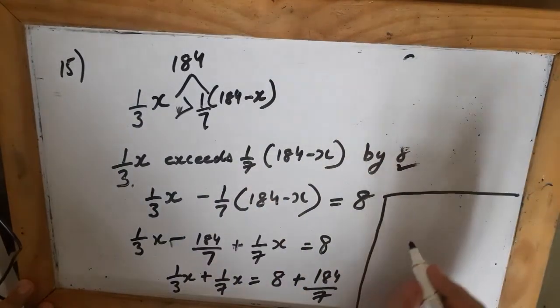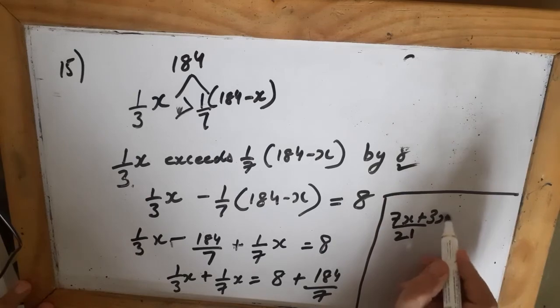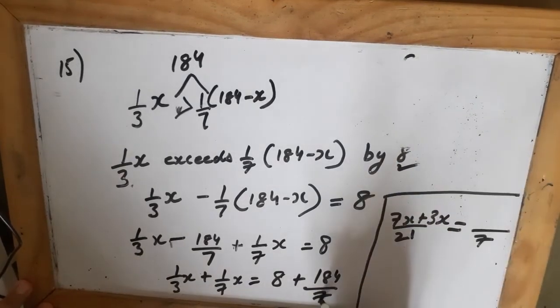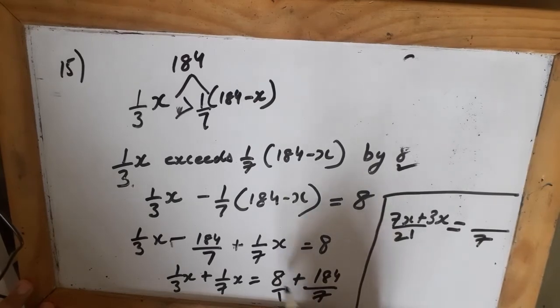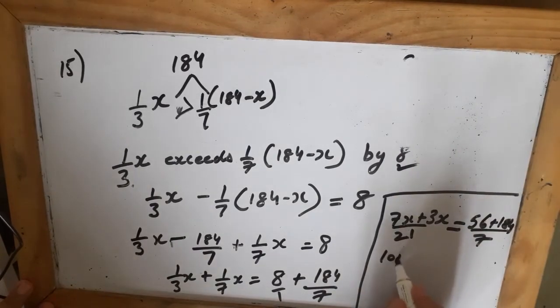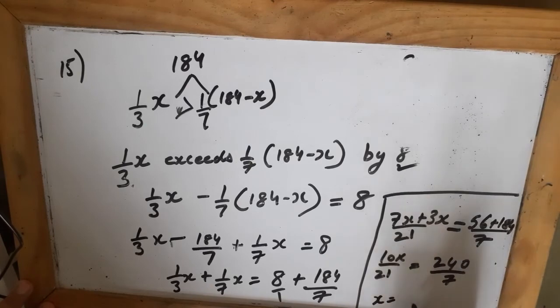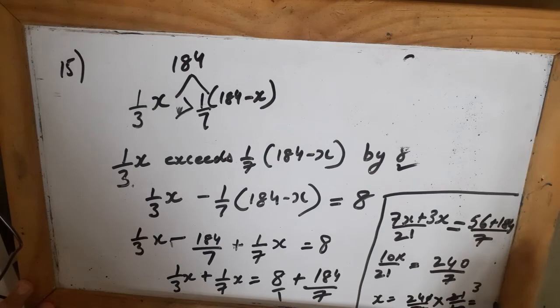Now when I solve this, I have to take out the LCM. So this will be 21. So 7x plus 3x will be on one side, and on the next side the LCM will be 7. So 8 7s are 56 plus 184. So you have 10x upon 21, and here you have 240 upon 7. Now you have to find x. So 240 upon 7 multiplied by, this will become a reciprocal over there. So 7 3s are 21, and the 0 and 0 get cancelled. So here you are left with 24.